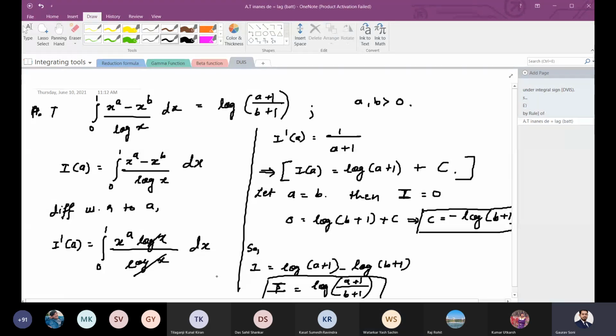If you differentiate with respect to b, you will get x raised to b log x over here with a minus sign, right? So I dash of a, I dash of b will become minus 1 upon b plus 1. This is what you will get. You can see that it is taking care of this minus sign. And then you will get c is equal to log of a plus 1. Am I right? Yes, sir. So the same thing will be followed.